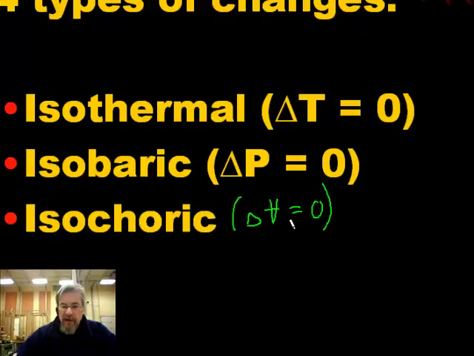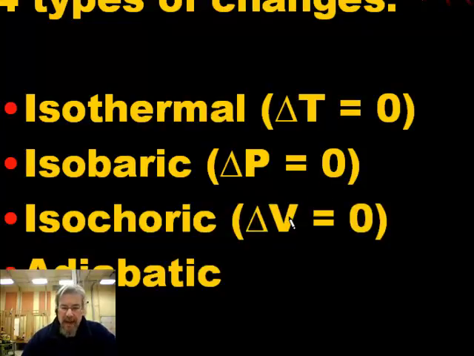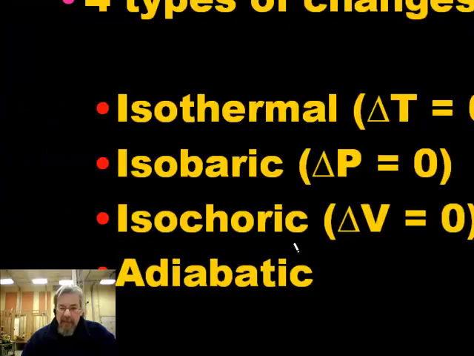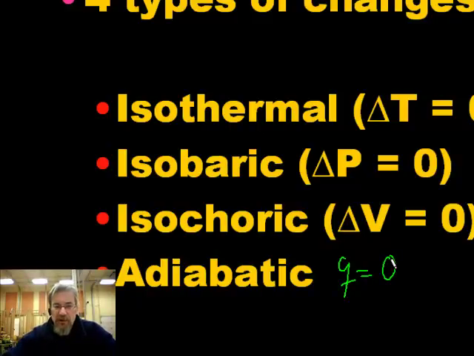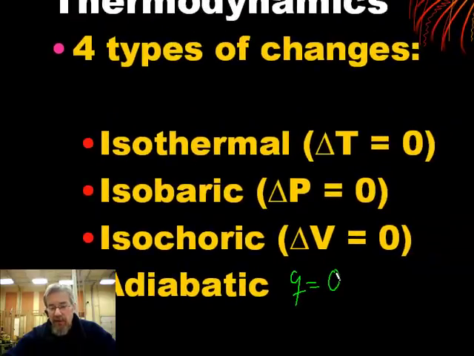That's isochoric. And then the fourth type of process is called adiabatic. In an adiabatic process, Q is 0. In other words, for some reason, you can't have any heat flow. During those four types of changes, we want to look at the relationship between work, heat, temperature, and internal energy.